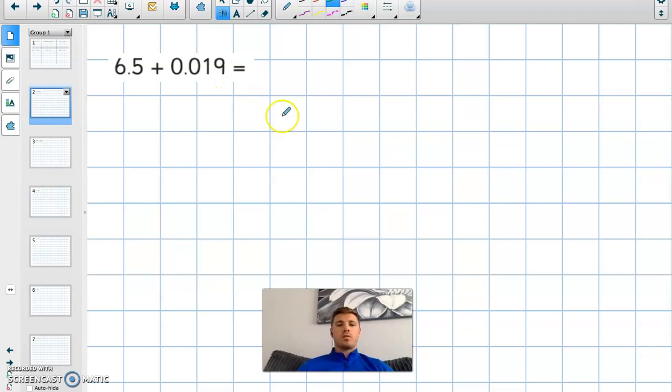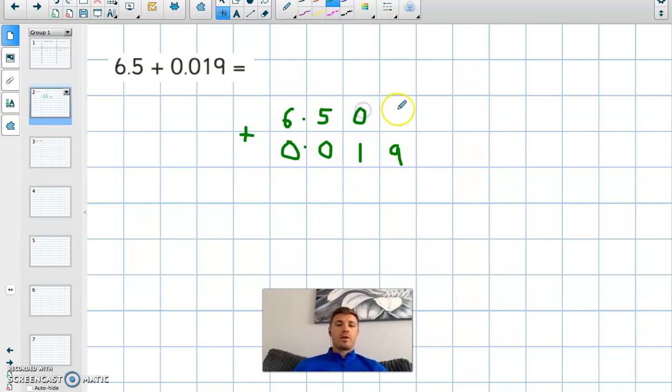So, question number 1, 6.5 add 0.019. Put it into a formal method and then line the decimal points up. As you can see, 0.019 is a slightly longer number when you put them into a formal method, so you need to make sure that you put your placeholders in to make it easier for yourself.